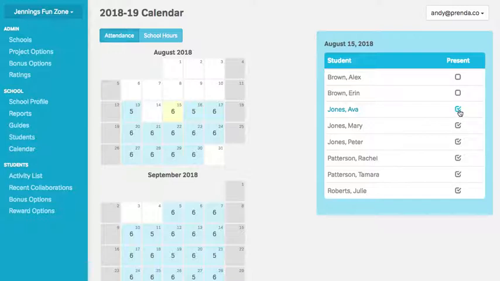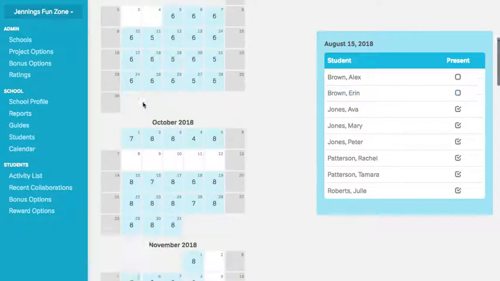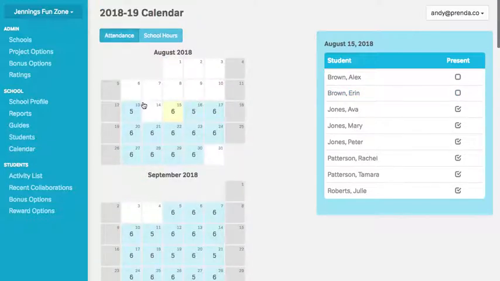So if Ava was sick and logged in from home and I want to take her off as present, I can click here and it'll uncheck that box and it'll change the number on August 15th immediately for me. I can also add her back in, and if someone was present but didn't get marked as present, I can check those people off too. So you can edit the attendance by clicking on any given day in attendance mode and making sure that the right people were marked for attendance.